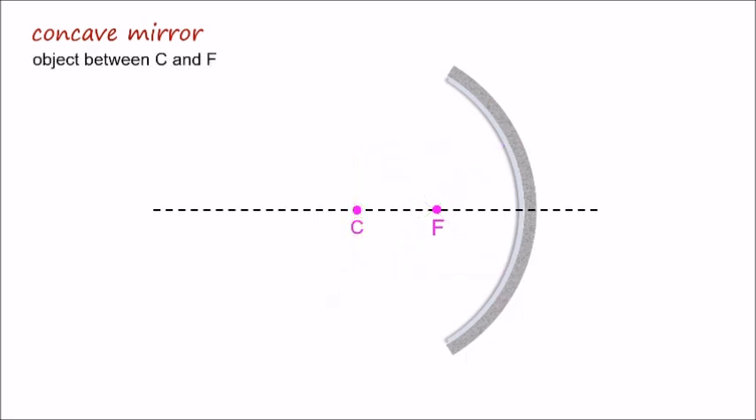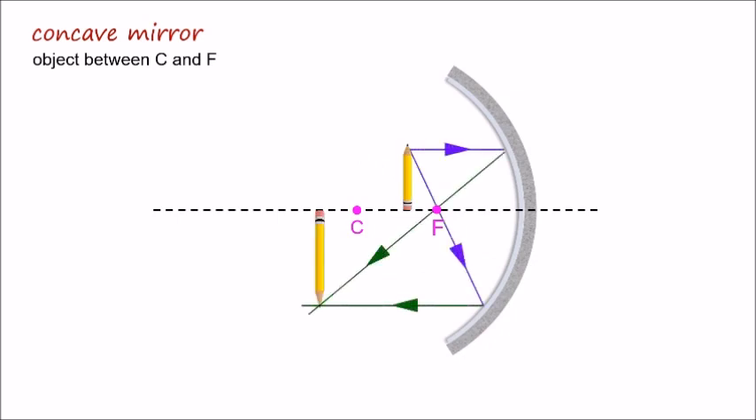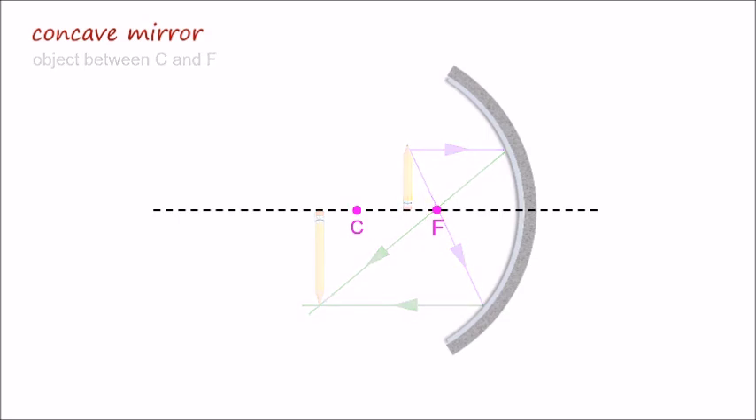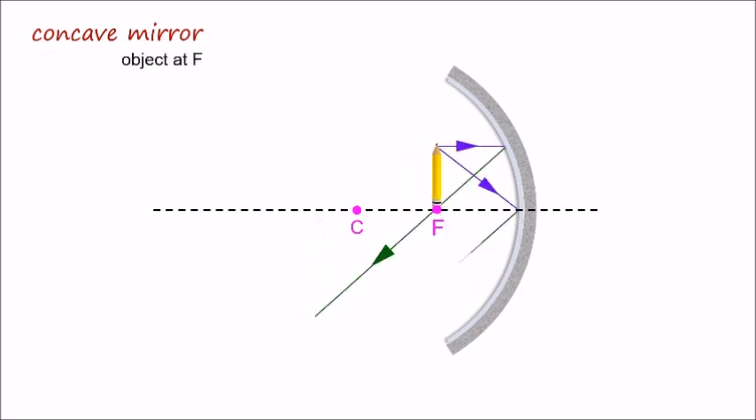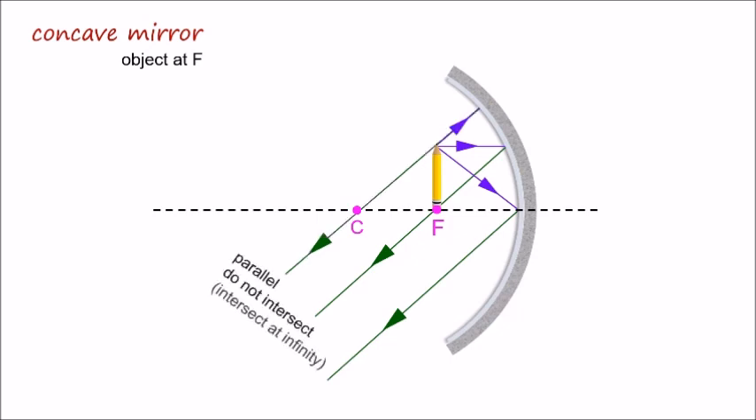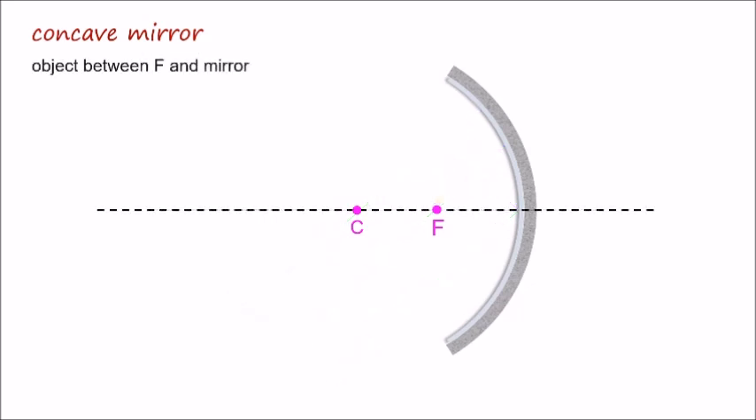The geometric ray tracing diagrams show, as the object comes closer and closer to the reflecting side of the mirror, the image formed on the same side of the mirror grows in size, moves away from the mirror, but remains real and inverted, until it finally turns into a virtual, upright, and magnified image at the back of the mirror.